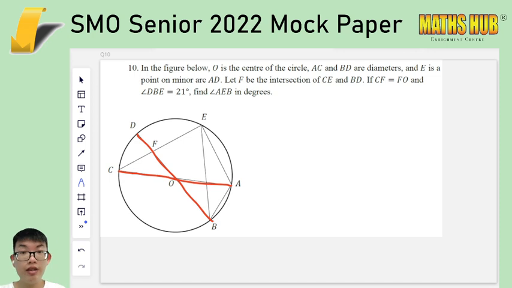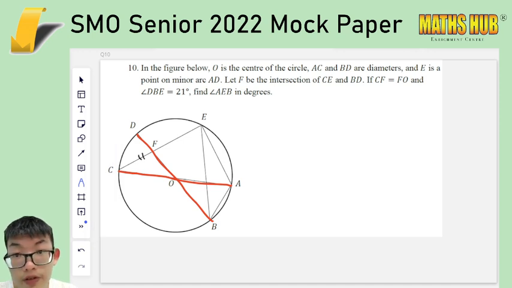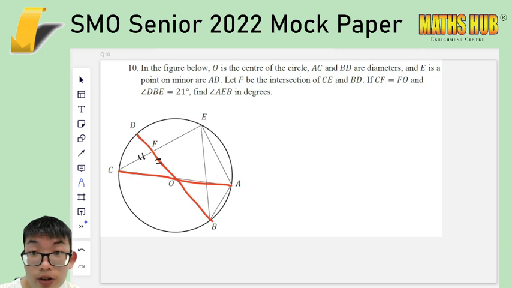E is a point on minor arc AD, F is the intersection of CE and BD. If CF equals FO, and DBE is 21 degrees, find AEB in degrees. Okay, so here's what we have gotten. We have got a small isosceles triangle in addition to all the other isosceles triangles that we already have. We have also got one angle which is 21 degrees, and we're supposed to find AEB.